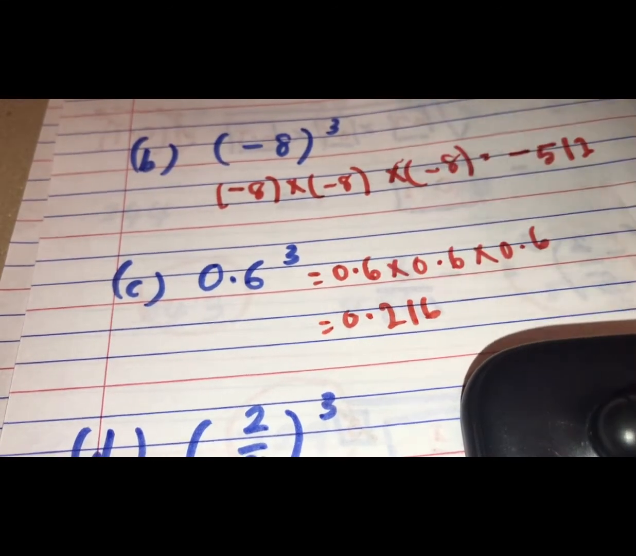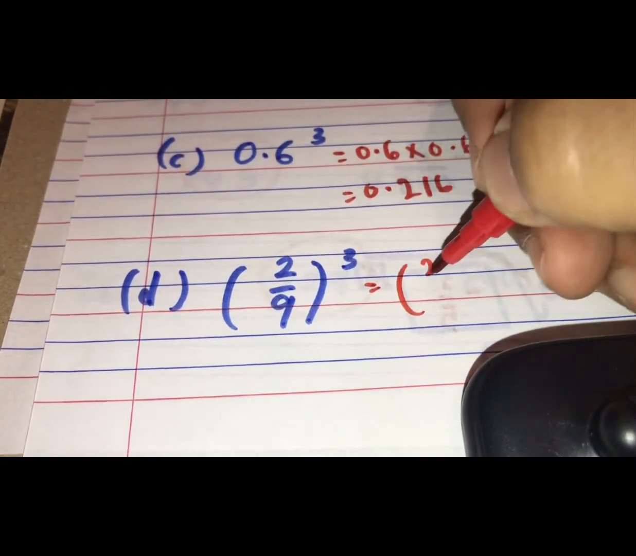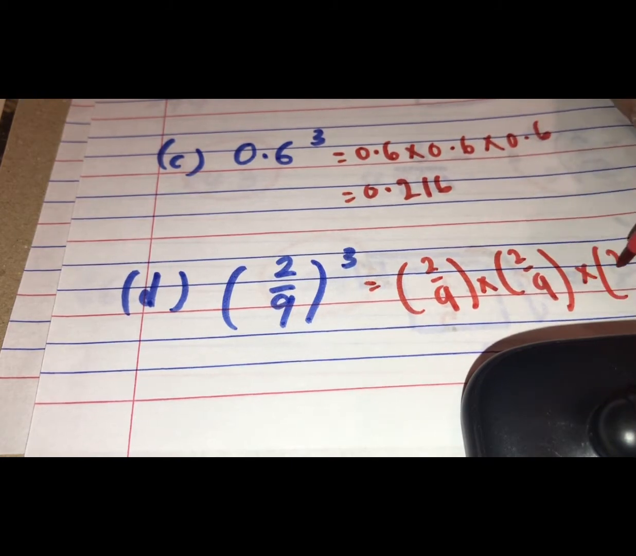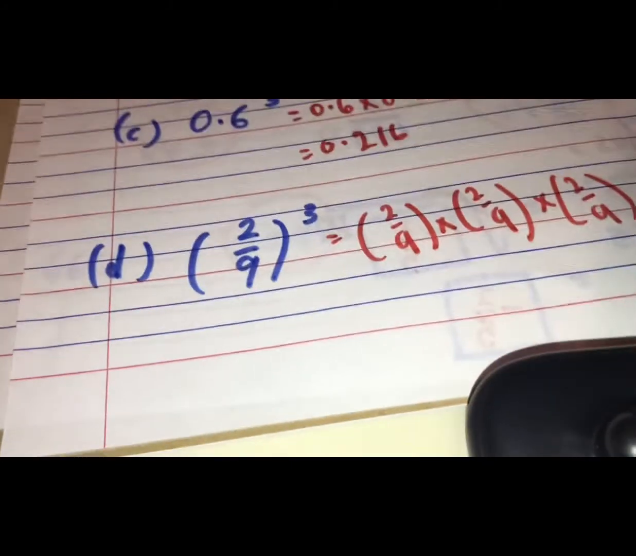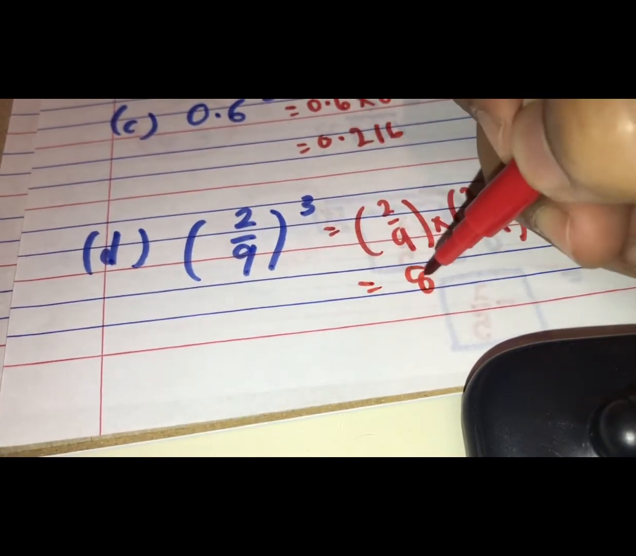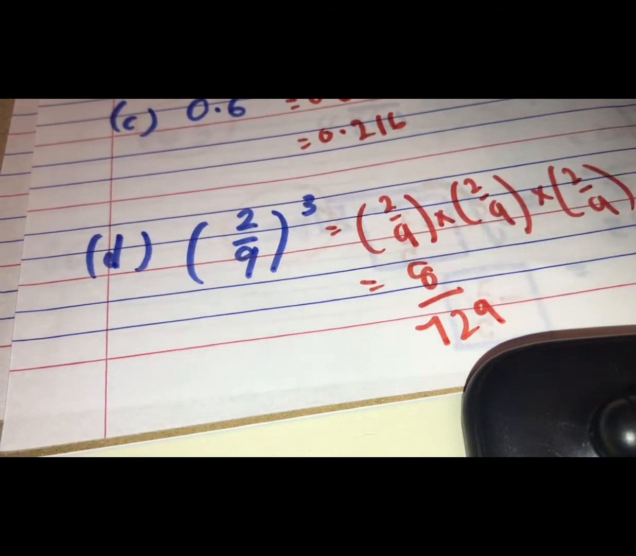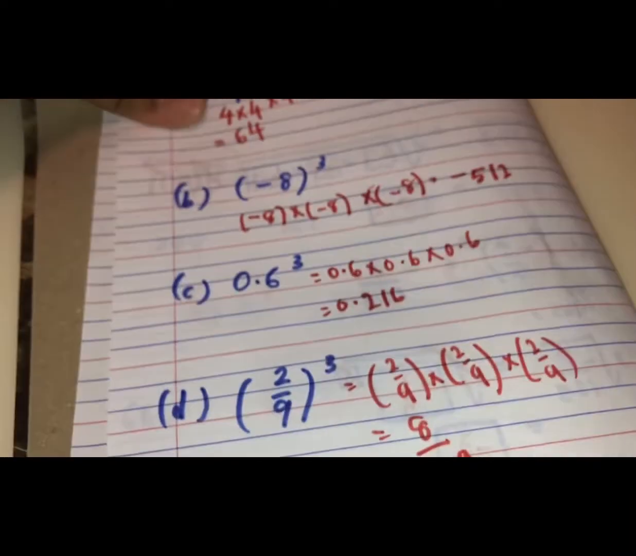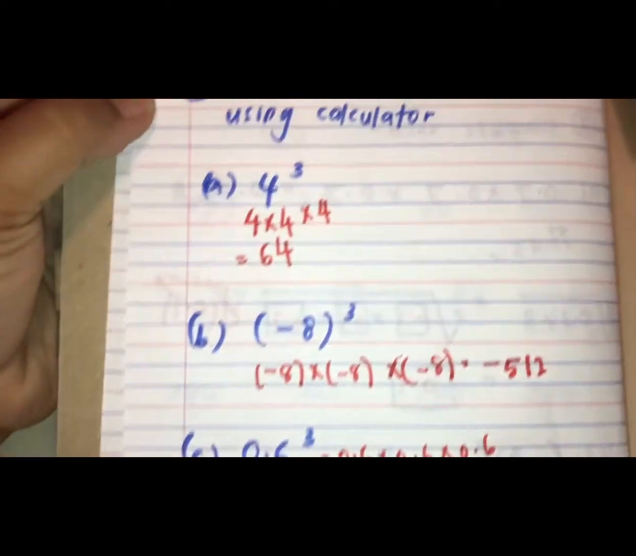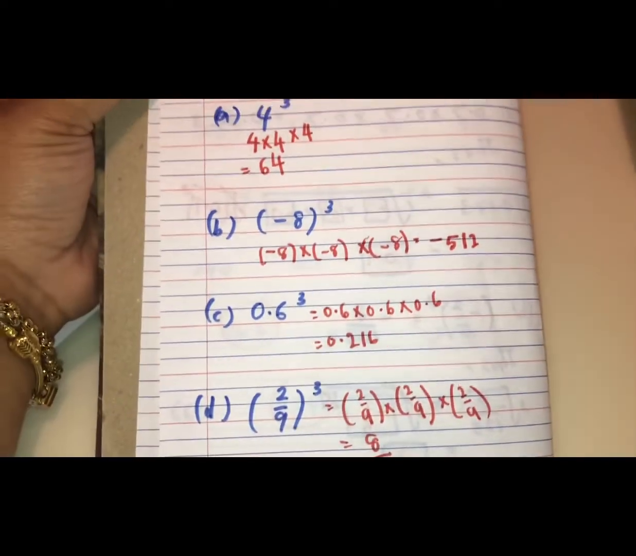0.216. Okay, and then 2 over 9 cube equals 2 over 9 times 2 over 9 times 2 over 9. You know that 2 times 2 times 2, 2 cube, equals 8. 9 times 9 times 9, you get 729. Okay, finished for question 4, page 44. This one is the working without using a calculator.